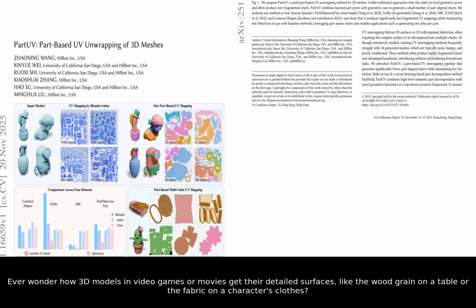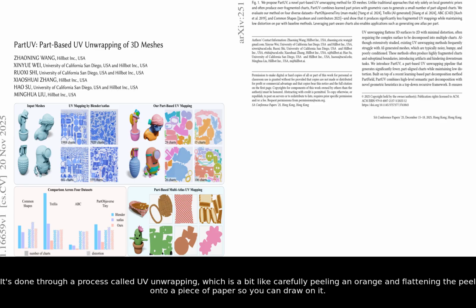Ever wonder how 3D models in video games or movies get their detailed surfaces, like the wood grain on a table or the fabric on a character's clothes? It's done through a process called UV unwrapping, which is a bit like carefully peeling an orange and flattening the peel onto a piece of paper so you can draw on it.